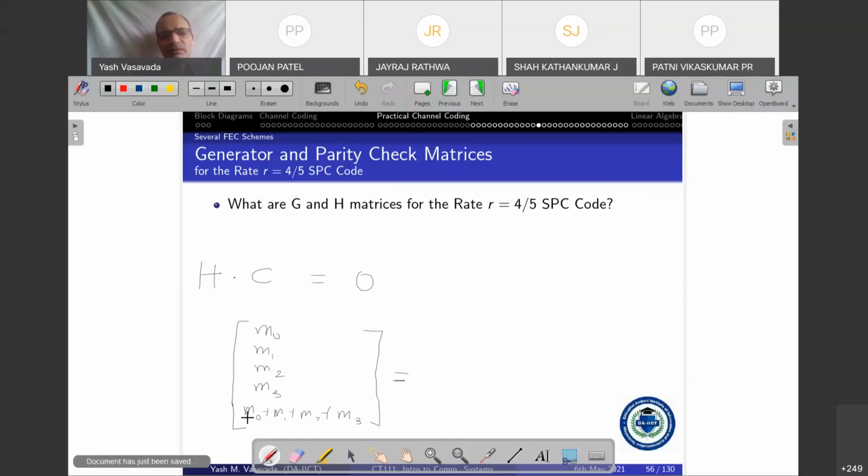Now, how many redundant bits have I introduced? Only 1. And so this is going to be just a scalar. Remember, it's a U cross 1, but U is just 1. So this is going to be just a scalar, 1 cross 1. This is 5 cross 1. So right away, you can tell me that the size of H has to be what? 1 cross 5.